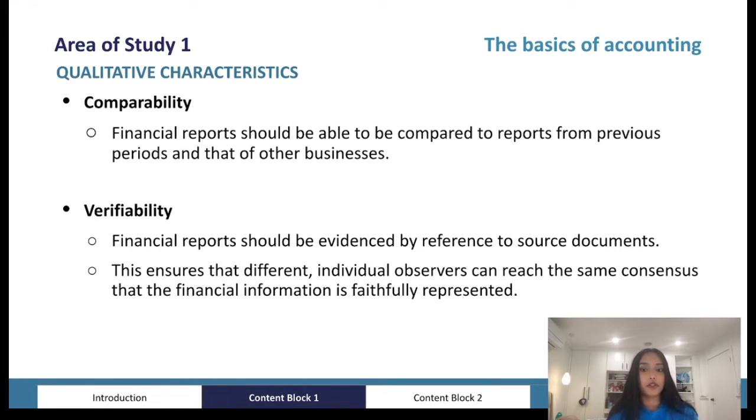And another way to be able to do that is if we make sure that all our reports can be evidenced by source documents. So, for example, if your balance sheet says cash at bank $5,000, and someone says, hey, where did you get the $5,000 from? You would be able to show the source documents and say, these are the source documents that I looked at, and show them how you got to that amount. And that's why source documents are really, really important to verifiability. Because a big part of being able to double check and verify your reports is going back to the source documents.